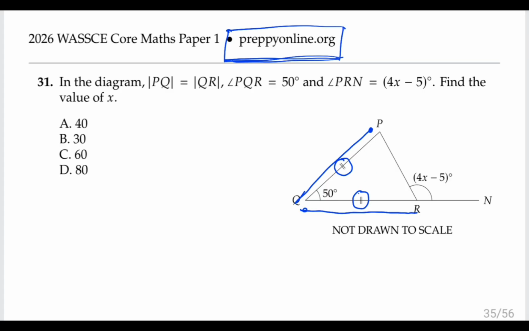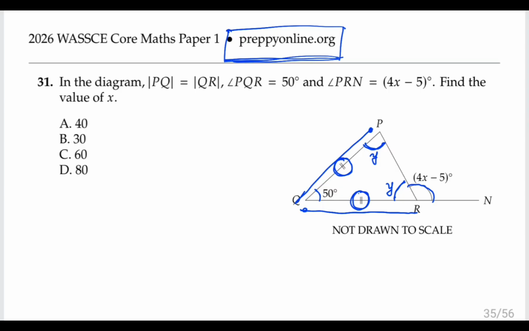All right. Angle PQR is 50 degrees. That's this angle. And angle PRN is 4x minus 5 degrees. That's this one. Find the value of x. One way we can do this is to first see that because this triangle is isosceles, this angle and this angle have the same measure. So if we call this y, that would mean that this is also y.